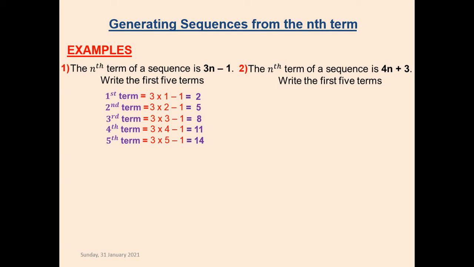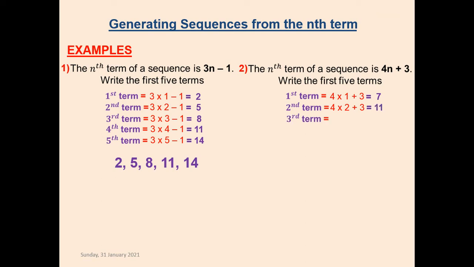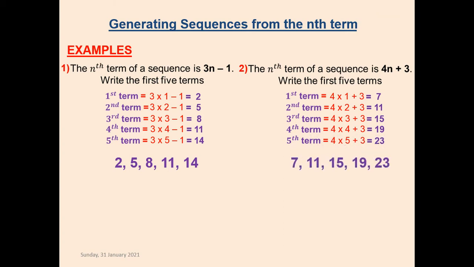Okay, so 4n plus 3 means 4 times n plus 3. So the first term is 4 times 1 plus 3 gives me 7. Second term will be 4 times 2 plus 3 gives me 11. Third term will be 4 times 3 plus 3 gives me 15. Fourth term will be 4 times 4 plus 3 gives me 19. And the fifth term will be 4 times 5 plus 3 gives me 23. And my sequence will be 7, 11, 15, 19, and 23.